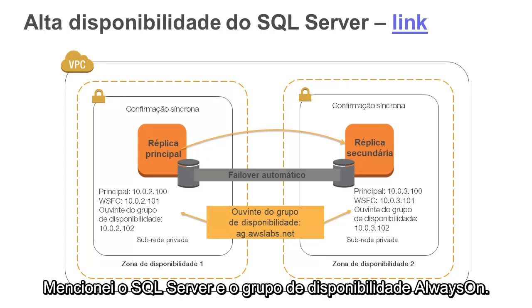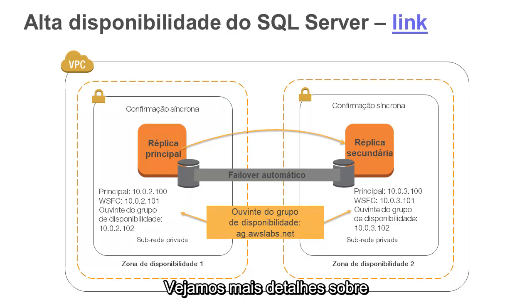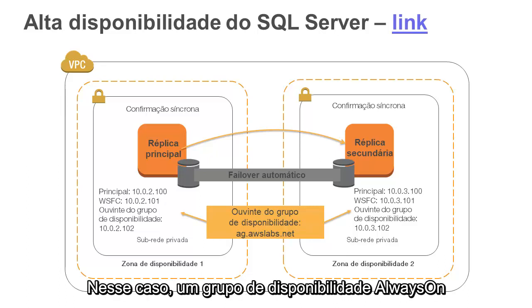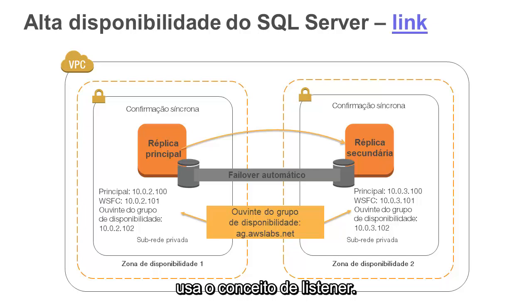I mentioned SQL Server, and I mentioned always-on availability groups. This is a bit of a deeper dive into what an always-on availability group looks like. In this case, an always-on availability group uses this concept of a listener. A listener is really the abstraction for whether I'm pointing to the primary or pointing to the secondary.